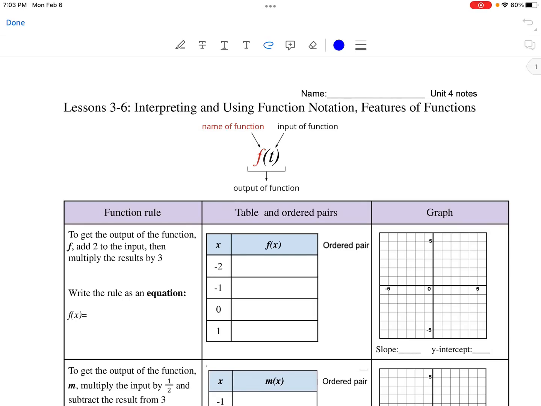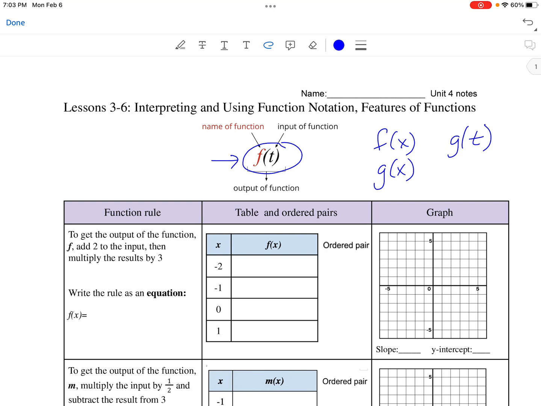Lessons 3 through 6, interpreting and using function notation and features of functions. So here's our function notation. This is what you will typically see, or you might see f of x, or they might use different letters. So you might see g of x, or g of t, or g of all sorts of things. So the name of the function is this first letter. So this example here would be function f.